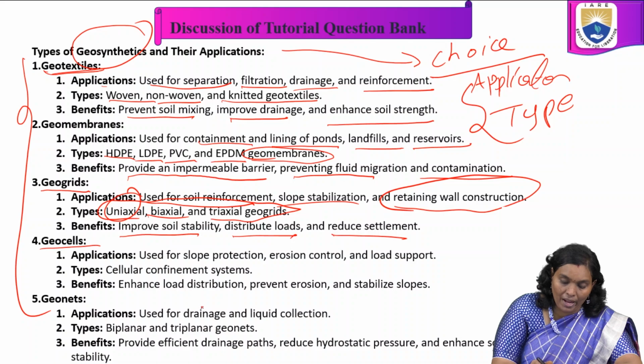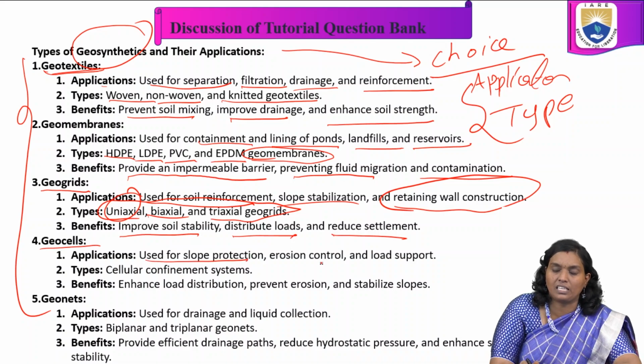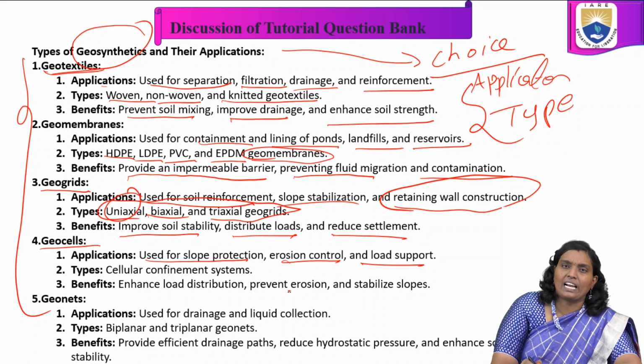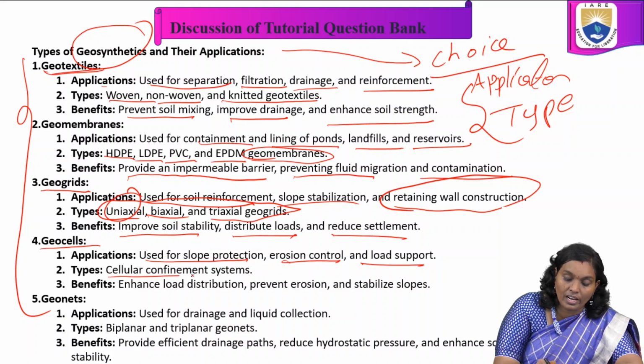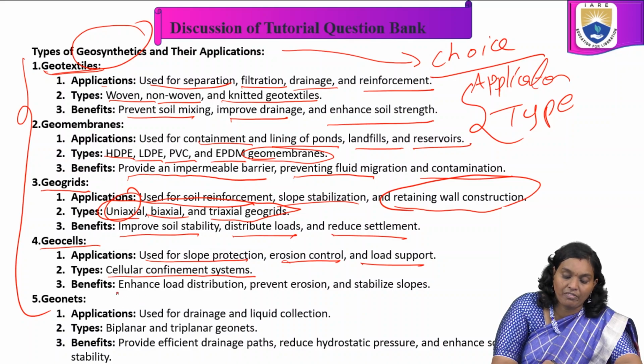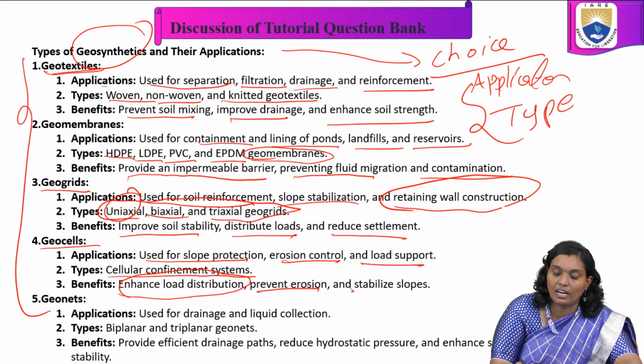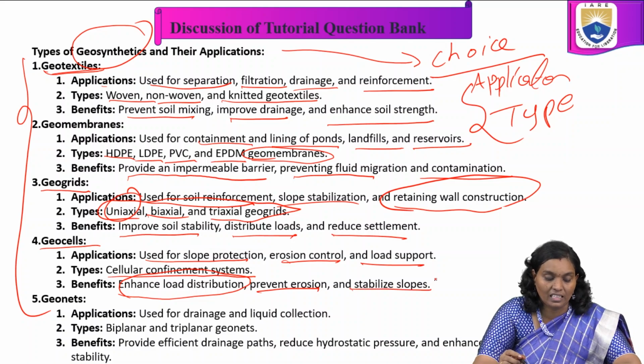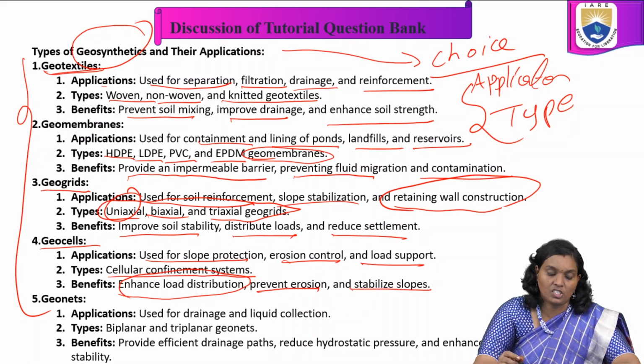Geocells are used for slope protection, erosion control and load support. This type is a cellular confinement system, and we also benefit by enhanced load distribution, prevention of erosion and stabilized slopes. These are the things which we observe in the geocell types.